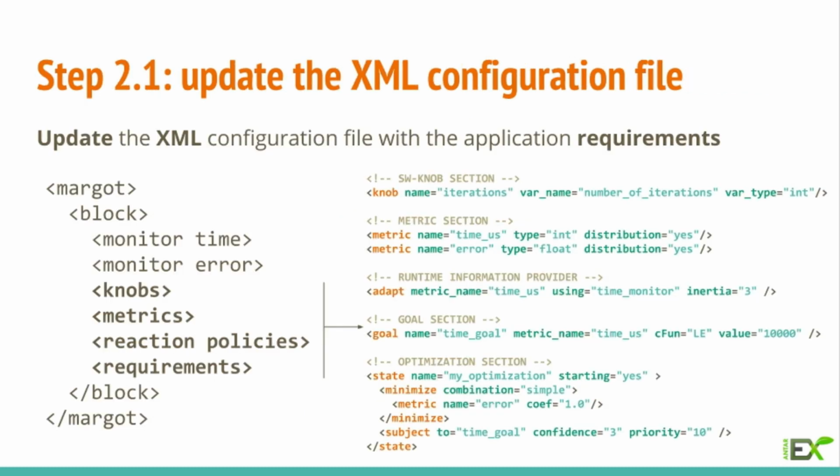To implement this change, we have to modify the XML configuration file. In addition to the monitor of interest, we need to introduce 3 sections. The first one describes the problem geometry, defining the software knobs and the metrics of interest. The second section describes the reaction policies. In this case, we would like to use the execution time monitor to check if the application behaves as expected. The third section describes the application requirements defined in the previous slide.